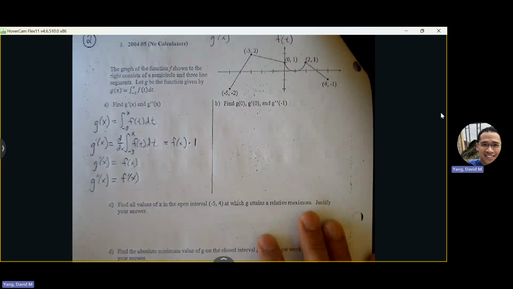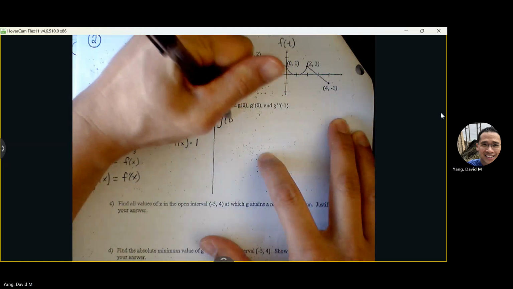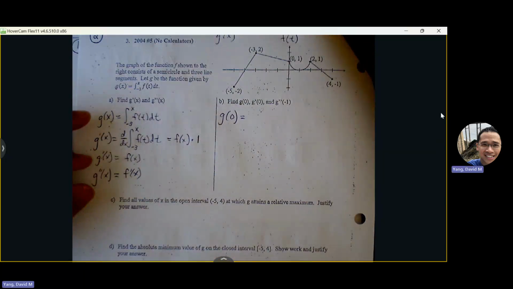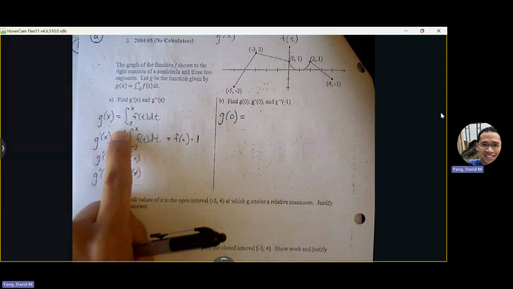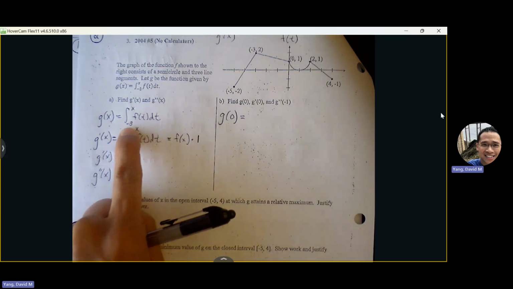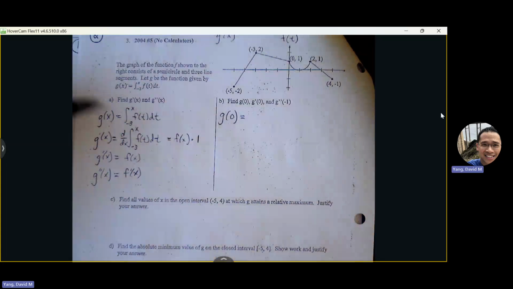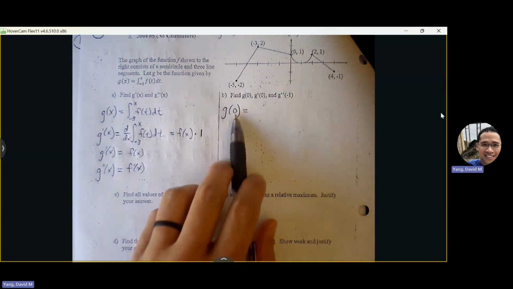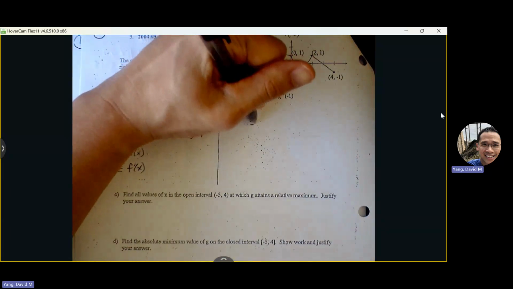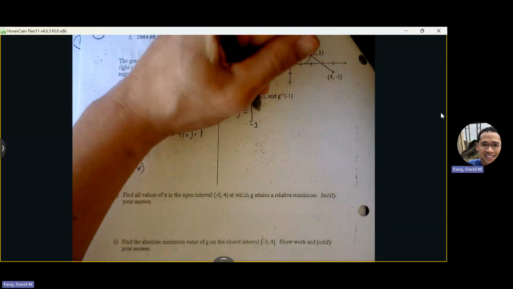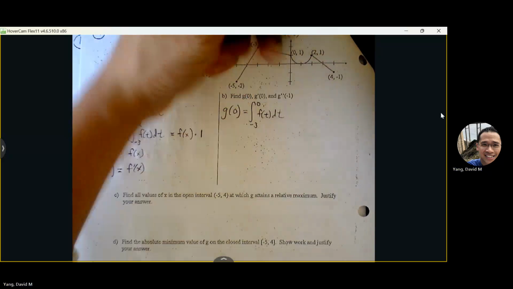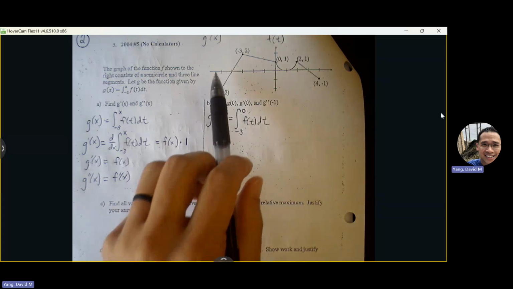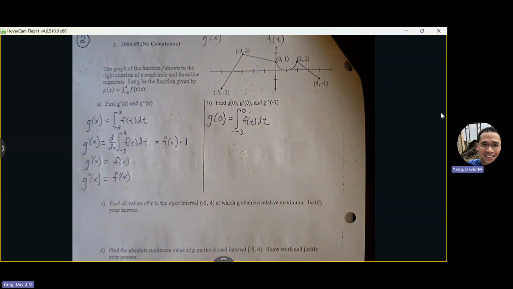So now part B, find g of 0. So g of 0, we have all of our definitions here. Let's see what g of 0 is asking for. g of 0 is the definite integral from -3 to 0 of f of t dt, because my upper bound is now replaced with the x value that they're asking for, which is 0. So we're going to be using the graph to find the displacement involving area under the curve.